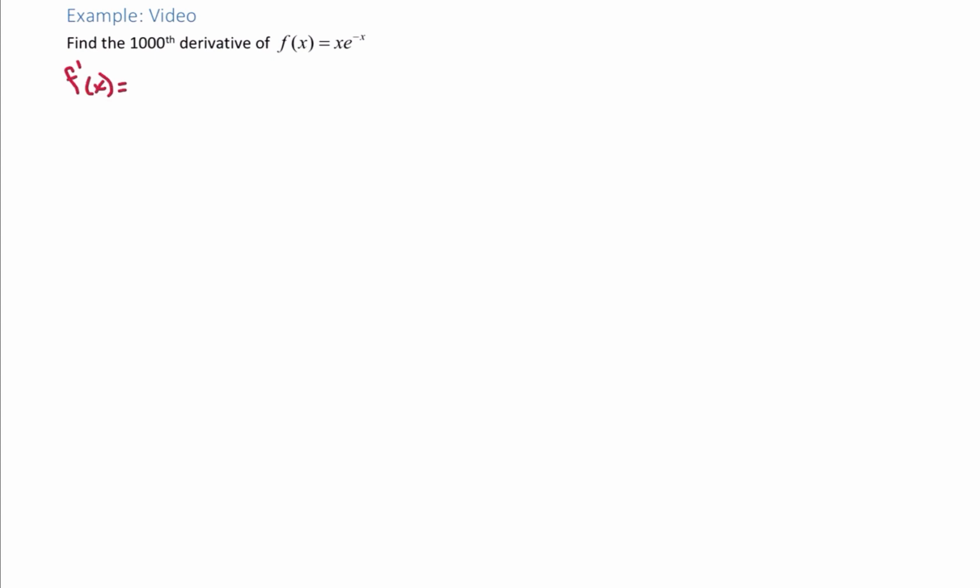We've got to start with the product rule. First times derivative of the second. And notice the derivative of e to the negative x requires the chain rule, so we have to multiply by the derivative of negative x, which is negative 1. Then continuing on with the product rule, we have the second times derivative of the first. And now both terms have e to the negative x in common, so let's factor that out, leaving us with negative x plus 1. So here's f prime.